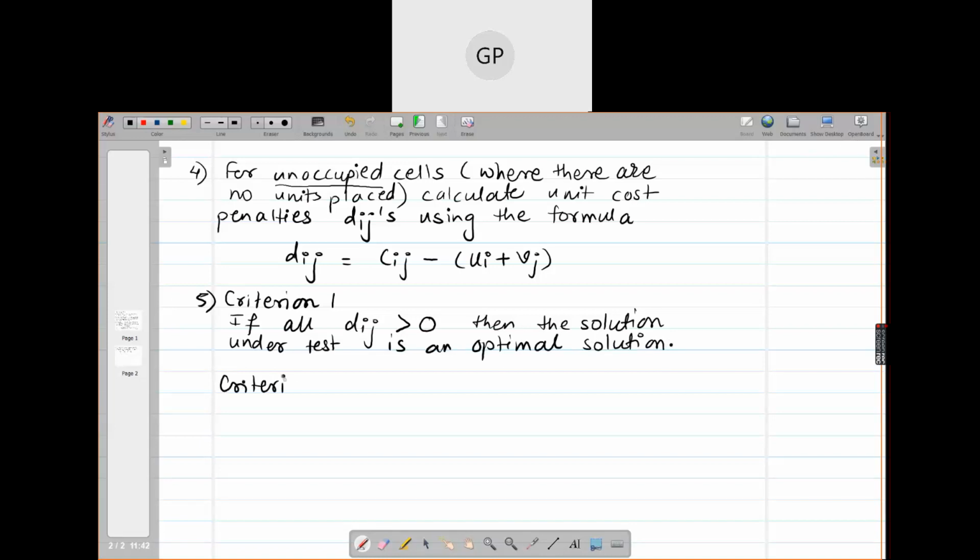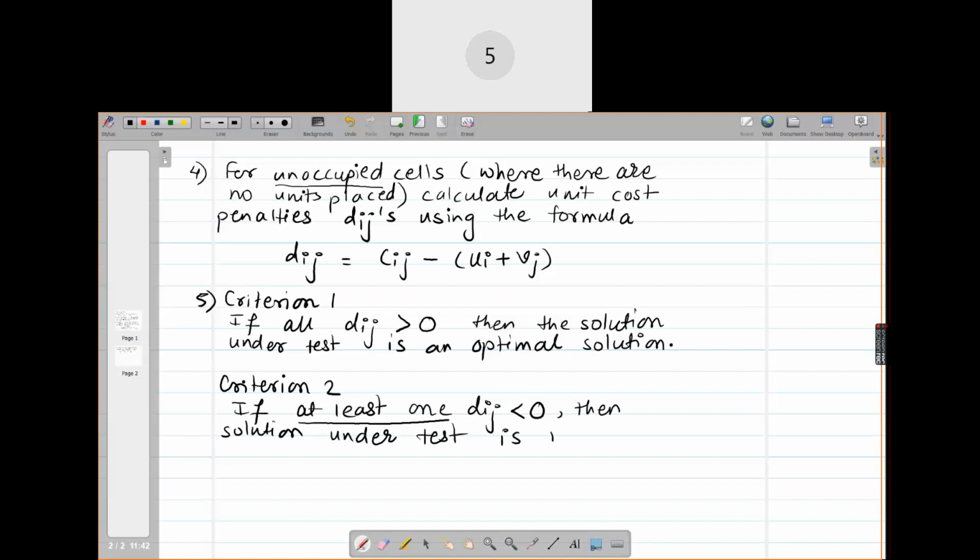Criterion 2, if at least one dij is less than 0. What do you mean by at least one? There can be more, but there should be one. Then the solution under test is not an optimal solution.